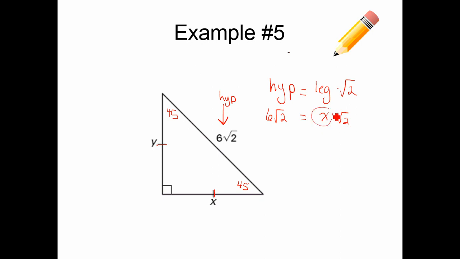Now, in order to solve for x, notice it's being multiplied by the square root of 2, so I would divide by the square root of 2 on both sides, leaving my x alone. And over here, notice that the square root of 2 and the square root of 2 will also divide away. So my x is 6. So x is 6, and that means y is also 6 because I have an isosceles triangle.